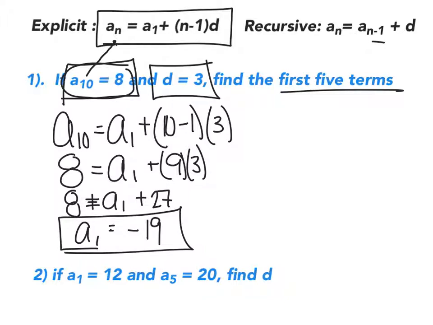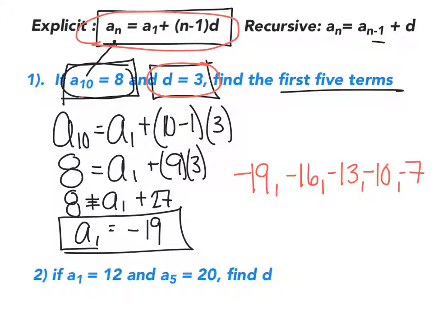Well, the first term is negative 19, and they all have a difference of positive 3. So if negative 19 and the next number is plus 3, I know I'm going to get negative 16. Then plus 3 is negative 13, negative 10, and negative 7. So you'll notice I'm using this explicit formula because I'm given this information to come up with a sub 1.